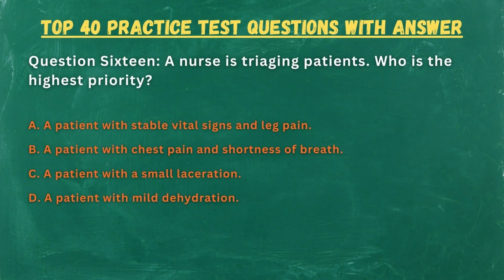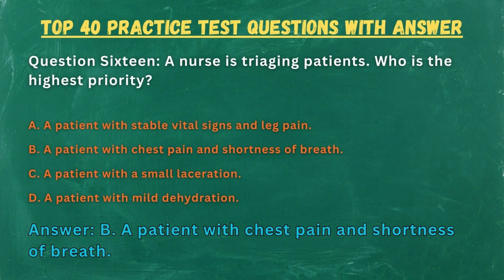Question 16. A nurse is triaging patients. Who is the highest priority? A. A patient with stable vital signs and leg pain. B. A patient with chest pain and shortness of breath. C. A patient with a small laceration. D. A patient with mild dehydration. Answer: B. A patient with chest pain and shortness of breath.